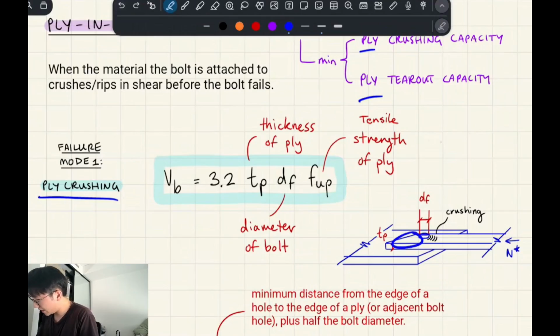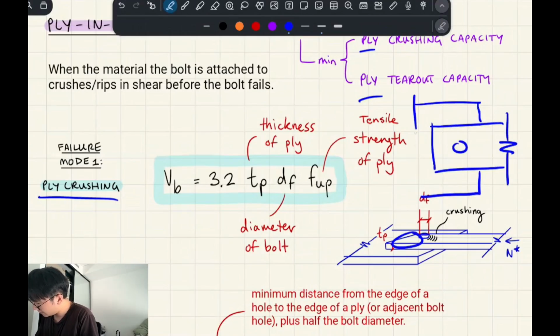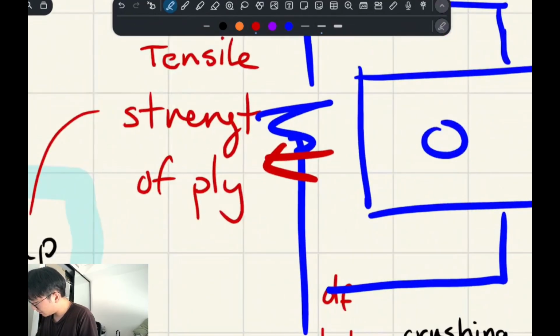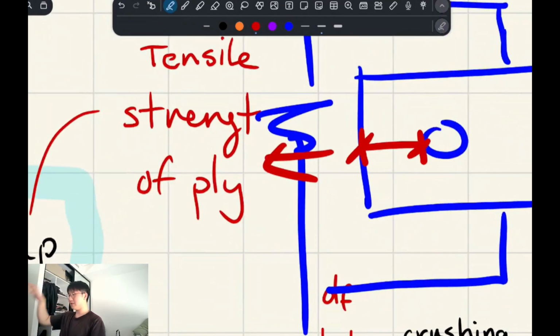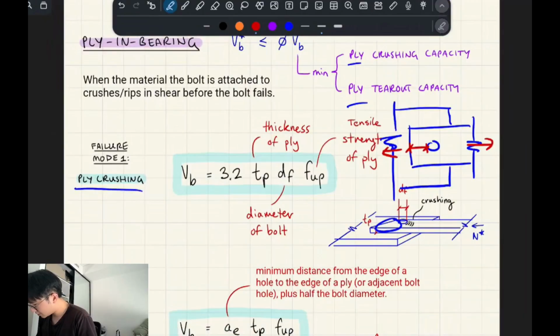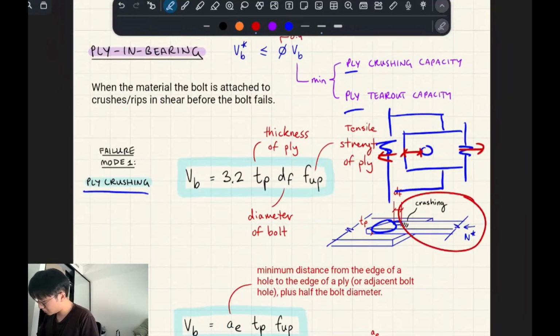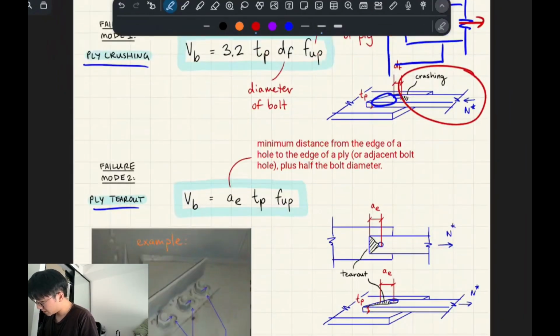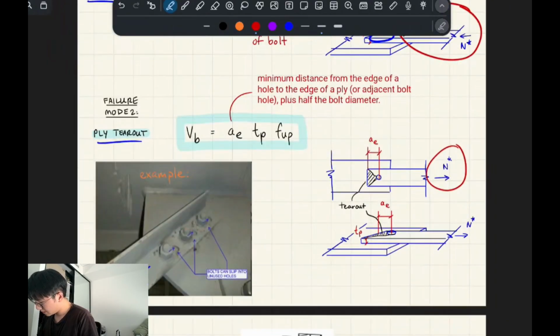So this usually happens if I look top down, right? Let's just say it looks like that. And this is in tension, let's just say. The idea is if my bolt is too close to the edge of this material, it might tear out or crush or whatever. So crushing is like due to compression. Tear out's due to tension, essentially, right? Like that.